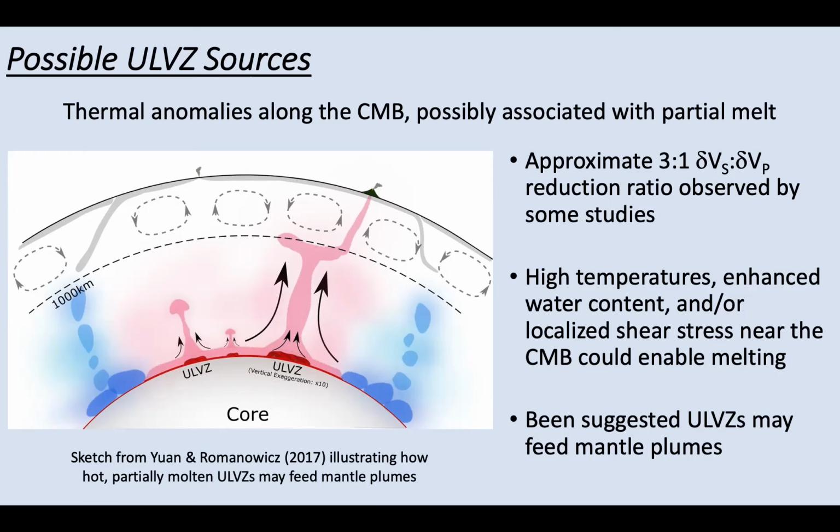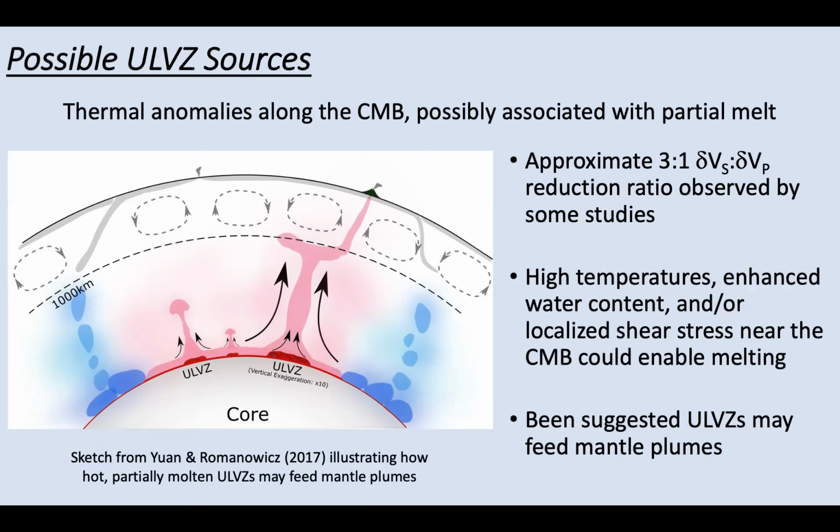So if they are associated with, again, these thermal anomalies, partial melt, what's causing them? Well, of course, the temperatures are pretty significant down near the core mantle boundary, so that of course contributes to this. But usually you have to have something else playing in because the pressures are also very high at those depths, of course. And so things like enhanced water content or even potentially localized shearing between the mantle and the core could help promote partial melting.